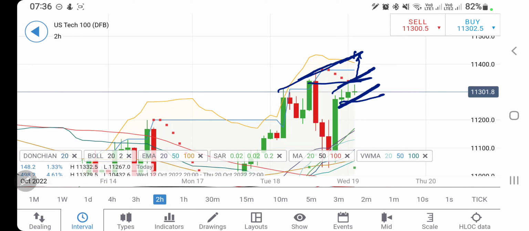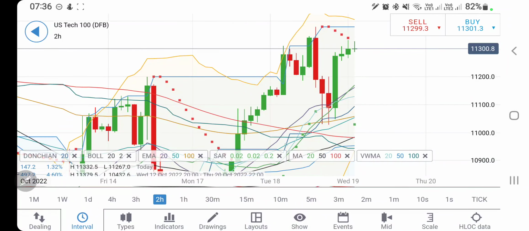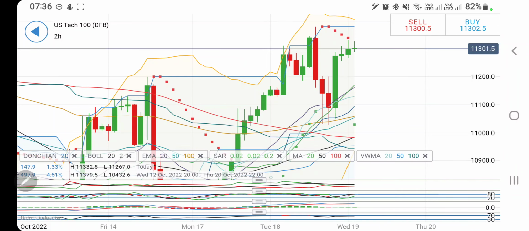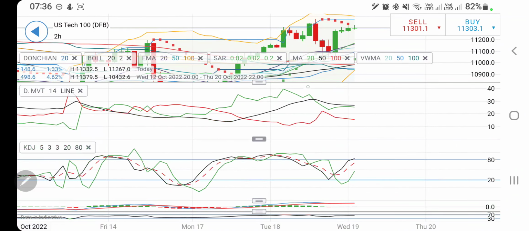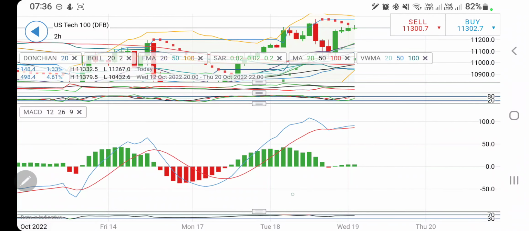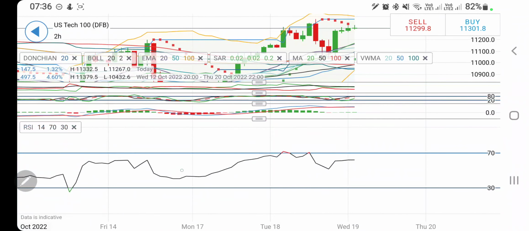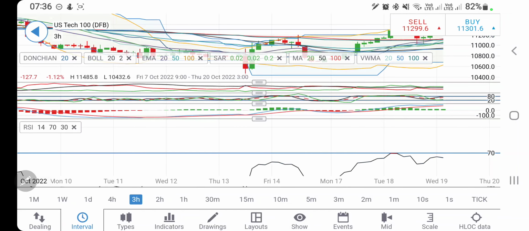At the same time, trading below 11,240, you can sell there and expect 11,200 as a major support, 11,150, 11,140, 11,100, and then below that 11,040, 11,000 levels to come to the rescue. Only below 11,000 is there bearishness. Directional movement bullish, stochastic overbought. MACD is again in green. RSI is near the top.